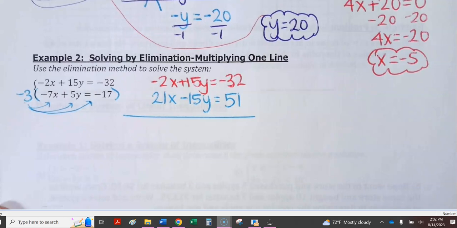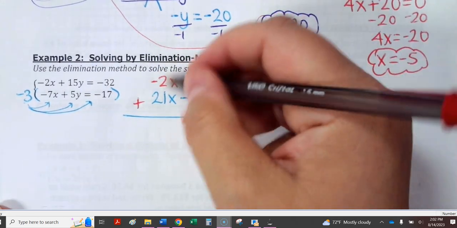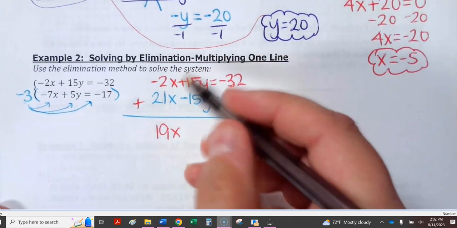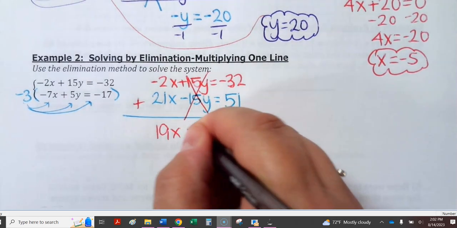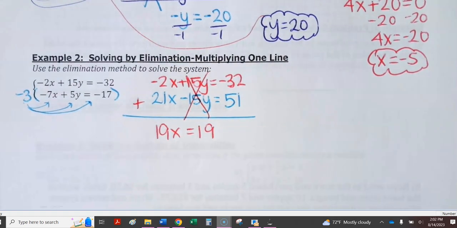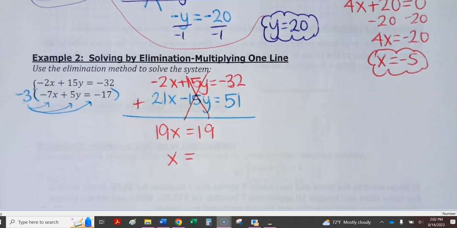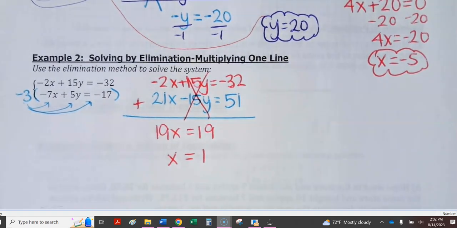Now, if I have opposite coefficients, I can just add the bottom line to the top line. For the x's, negative 2 and 21 is going to give you 19. 15 and negative 15 eliminate each other. That's our whole goal, to eliminate a variable. So we got rid of the y there. And then negative 32 added to 51 actually gives you 19. What would x be there then? 1, yeah. So x is just 1. If you divide 19 by 19, you just get 1.